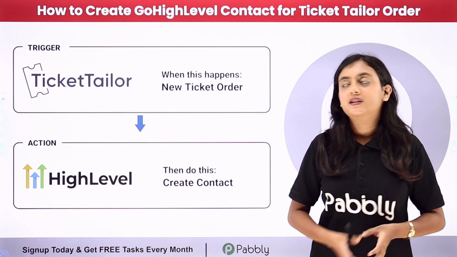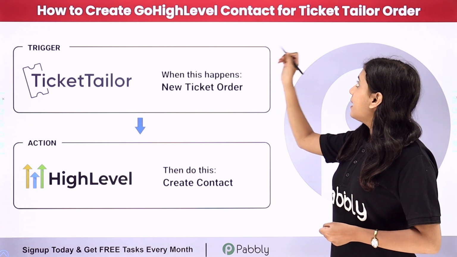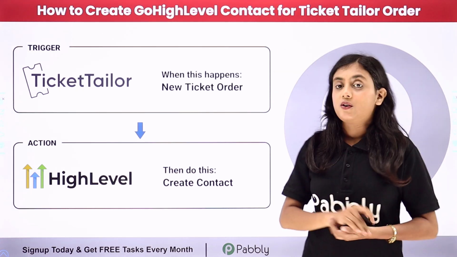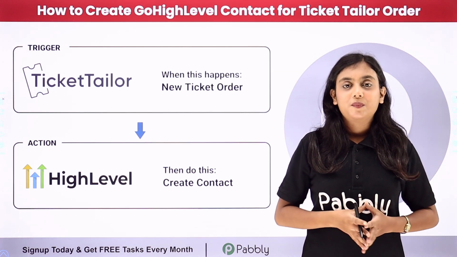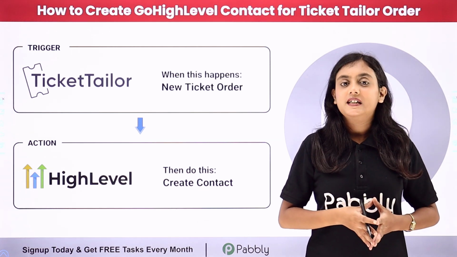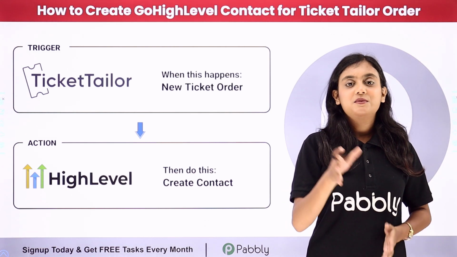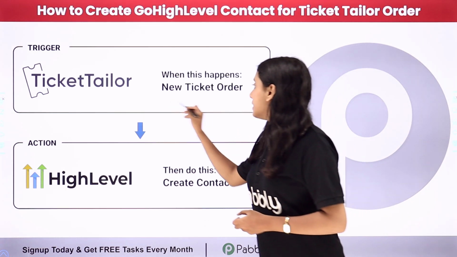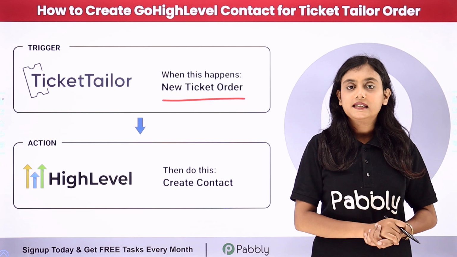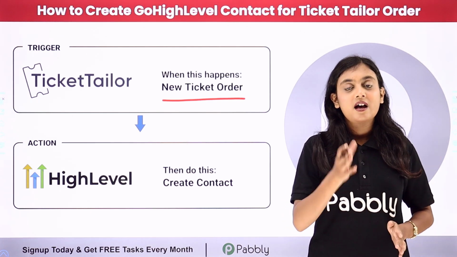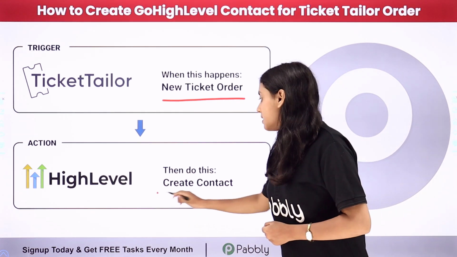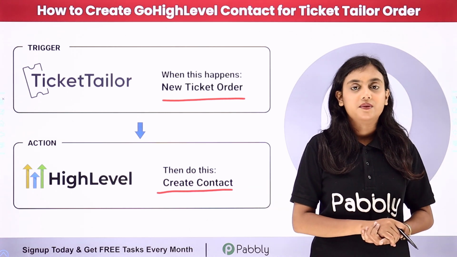In this video, we're going to learn how to create GoHighLevel contact for Ticket Tailor order. So I am an owner of a business and I'm selling the tickets for the events that I'm organizing with the help of Ticket Tailor. My objective is that whenever a new ticket is being ordered with the help of Ticket Tailor by any of my customers, automatically a contact of that same customer should be created in my GoHighLevel account.